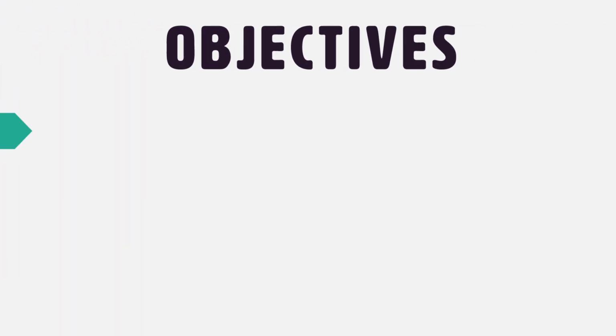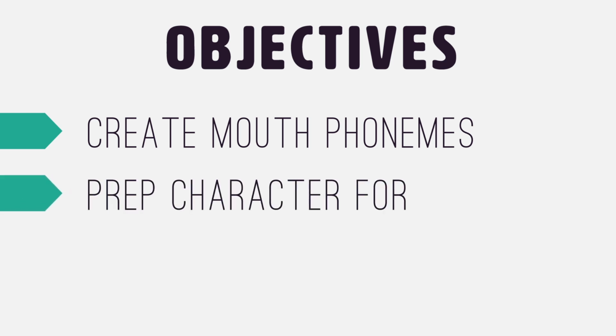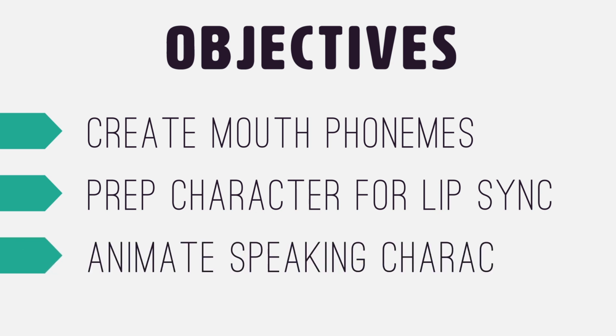Our objectives for this episode are to create mouth phonemes, which means we need to understand what they are and what exactly we should be drawing. We're going to prep our character for lip sync, which means bringing in all of our artwork that we create and making switch layers to help him speak. Then we're actually going to animate a speaking character for the end of the video.